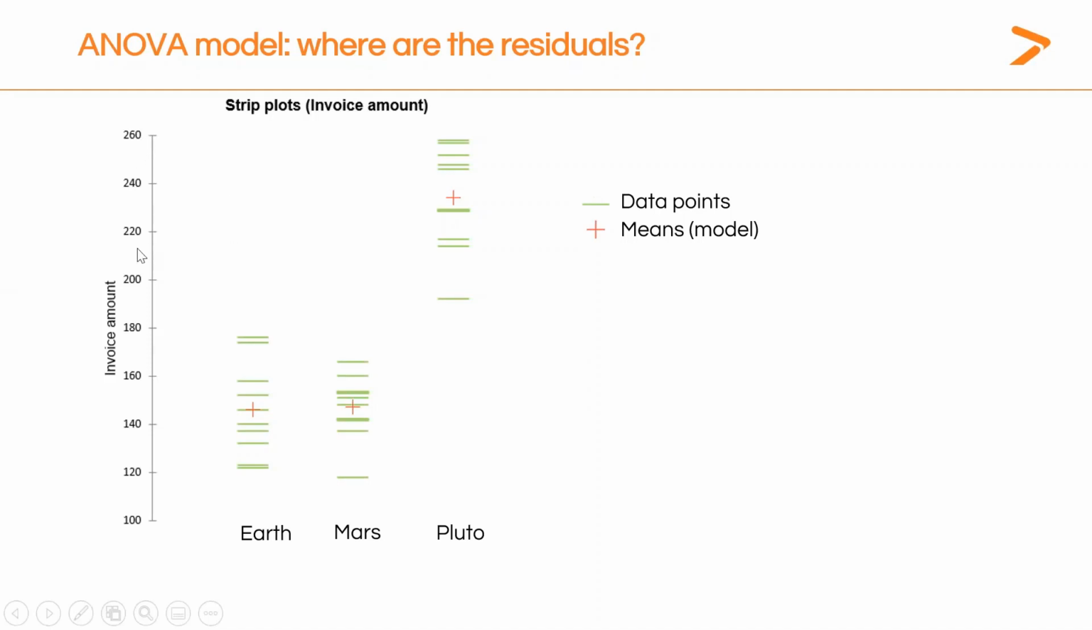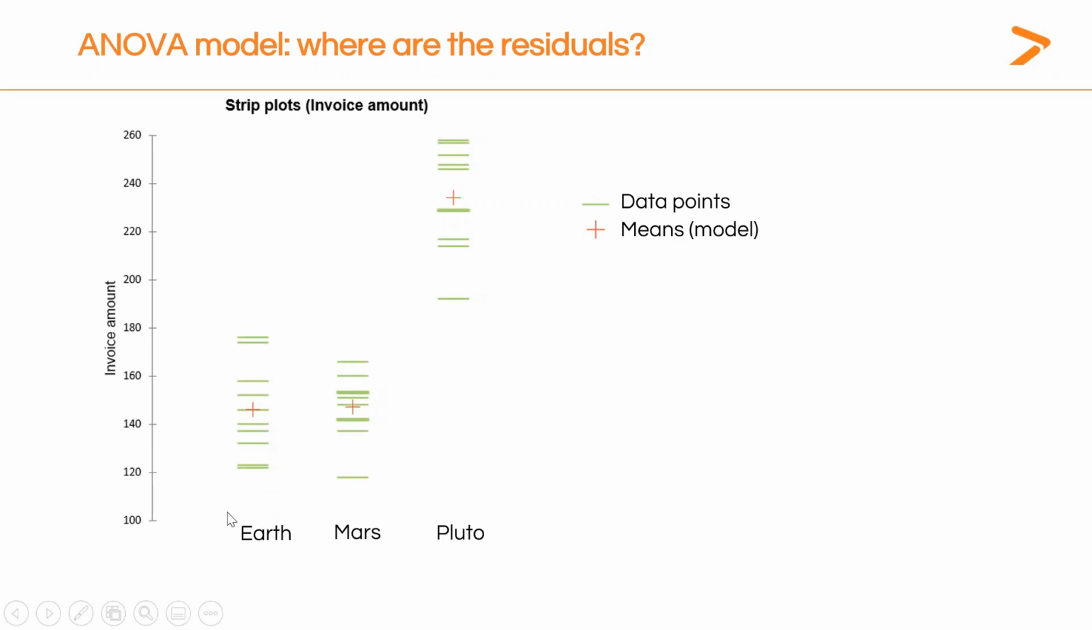Now let me show you why we call ANOVA a statistical model. So in this chart, you have invoice amount on Y and the different categories, of course, of origins, and the green dashes are the data points, okay? And the red crosses are the means. So ANOVA as a model can be represented simply by the means of the different levels of the explanatory variable.